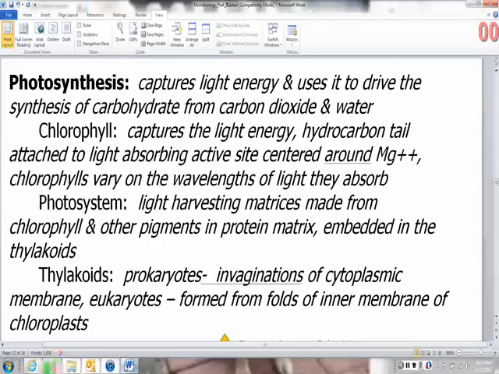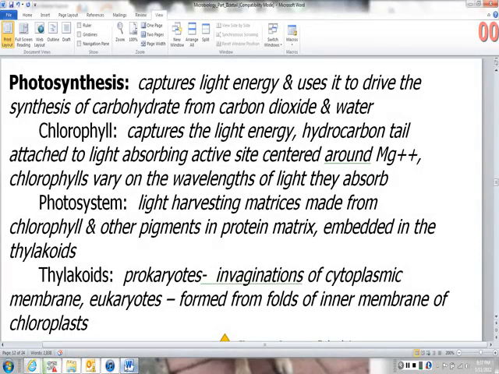Photosynthesis captures energy from light and uses it to drive the synthesis of carbohydrate from carbon dioxide and water. It uses different reactions to achieve the opposite process of cellular respiration. To capture this energy, the cell uses chlorophyll. There are different chlorophylls, which vary in the wavelength of light they absorb.